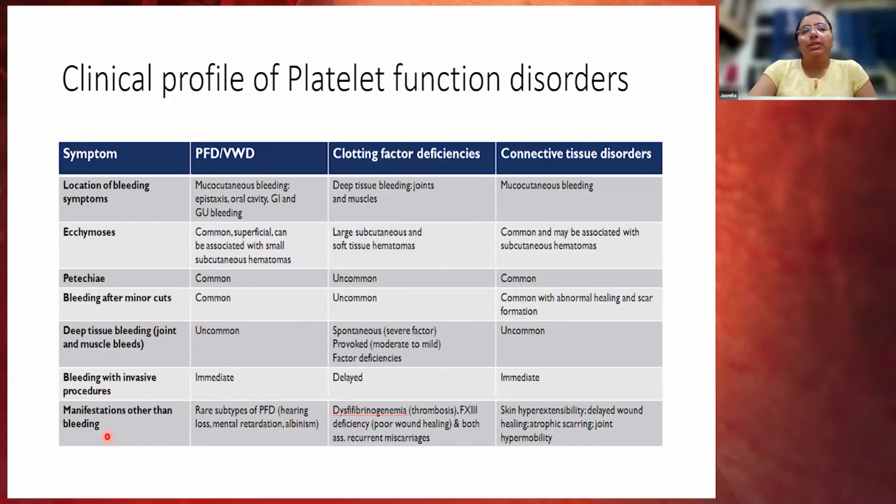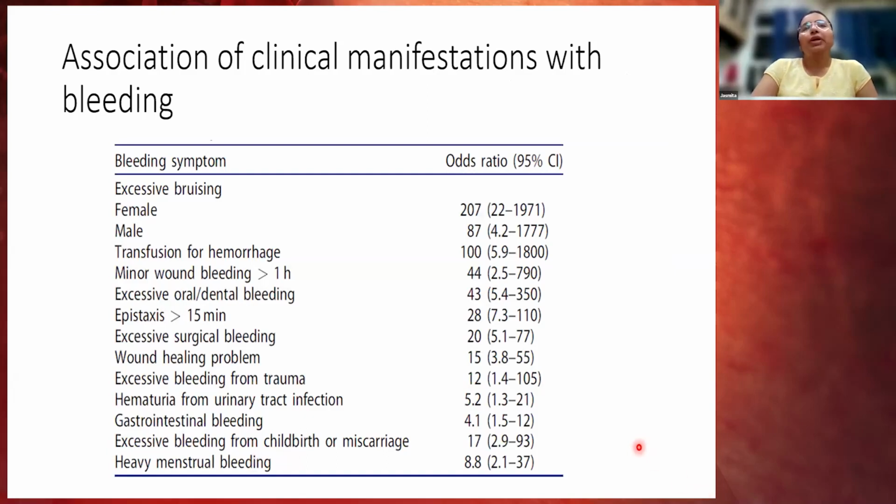With respect to manifestations other than bleeding, we've just seen that there can be other manifestations depending on which type of platelet function disorder we're dealing with. And if we have these manifestations, then they can guide us in testing for or expecting a diagnosis of an inherited platelet function disorder. So if we try to find which clinical manifestations give a good odds ratio, excessive bruising in females again has a good odds ratio. In addition to that, any patient who's required a transfusion obviously has had a severe bleed. Minor wounds which bleed for over an hour, or epistaxis that lasts over 15 minutes, for example, are all events associated with a high odds ratio for having a definite bleeding disorder.